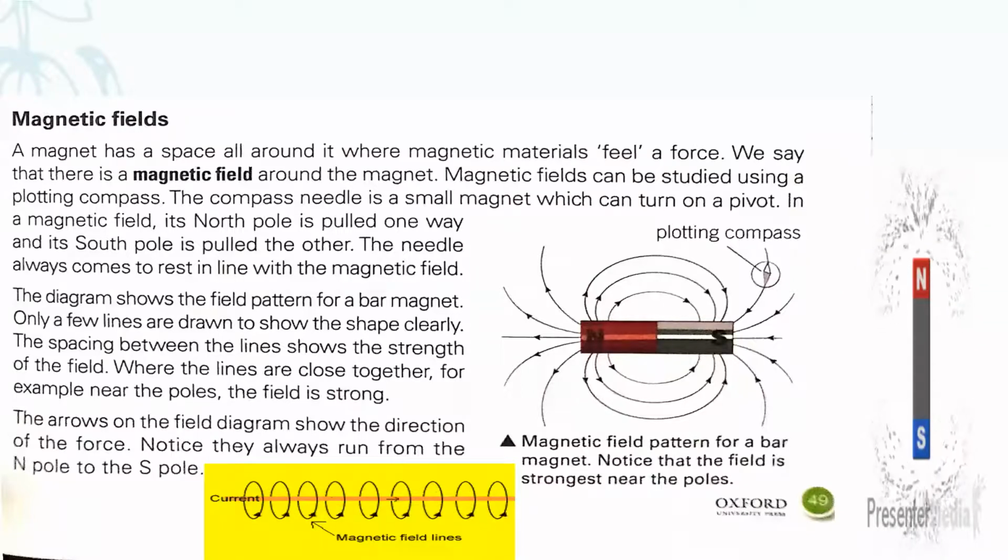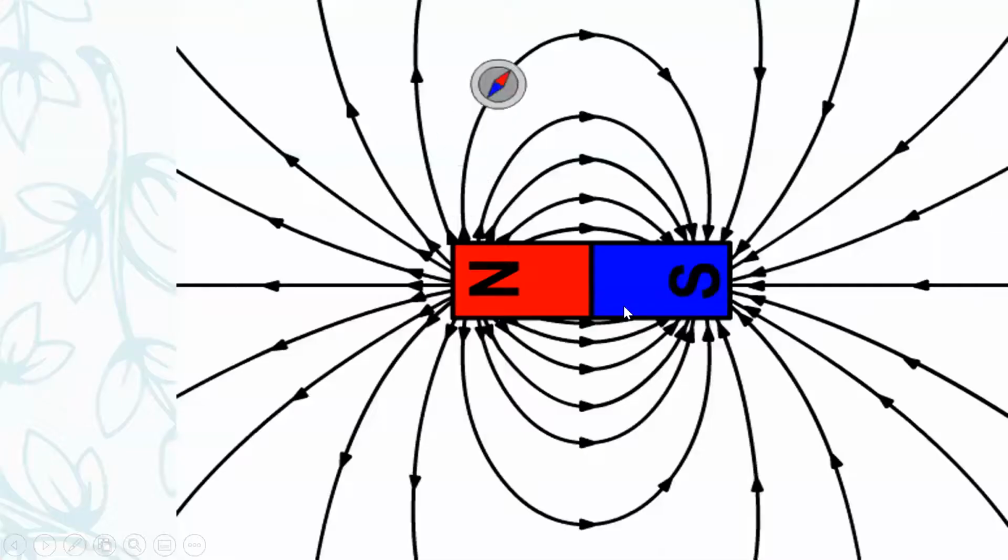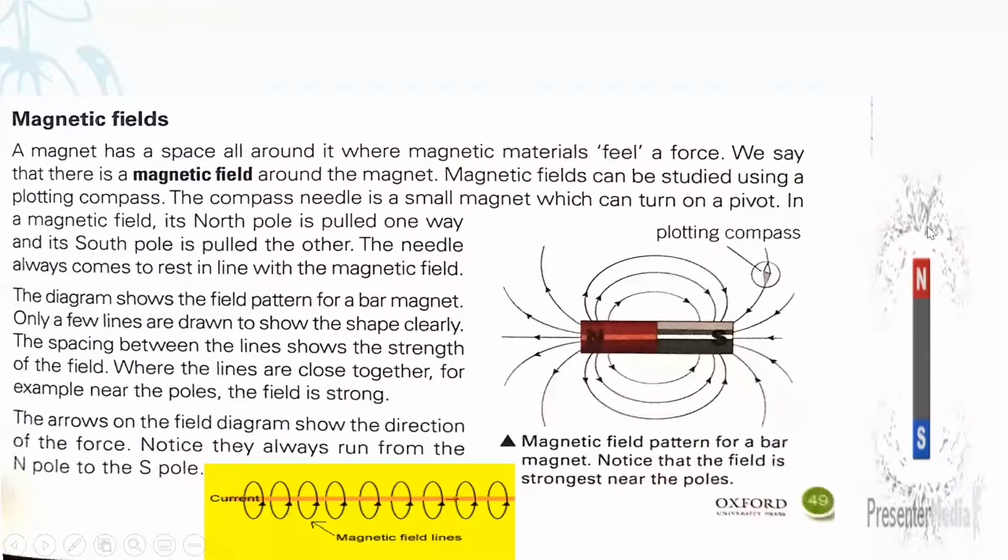Always. The spacing between the lines shows the strength of the field. Where the lines are close together, for example near the poles, the field is stronger. You can see in this figure that the field is stronger at the ends, and at the middle the field is quite weak as compared to the ends. So the spacing between the lines shows the strength of the field. At the poles, on each side, the lines are closer and the magnetic field is stronger.